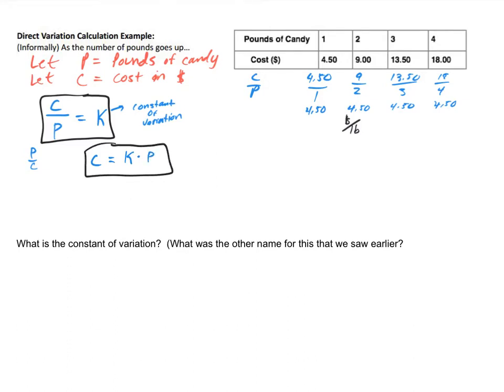This is an equation. It's a little bit different than what we saw up above, where we have a ratio equal to some constant. This is what's called a function in this case, where we have the cost as a function of the pounds of candy. And this is what is typically memorized by students as the general form of a direct variation.